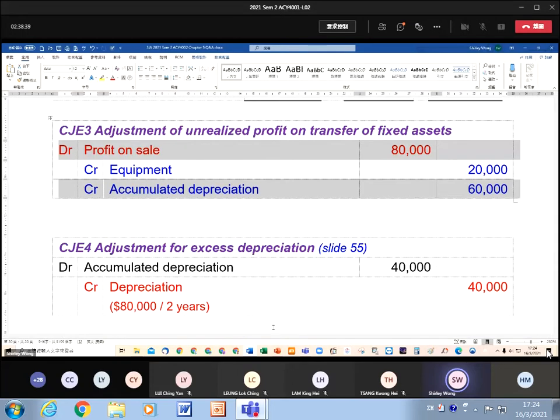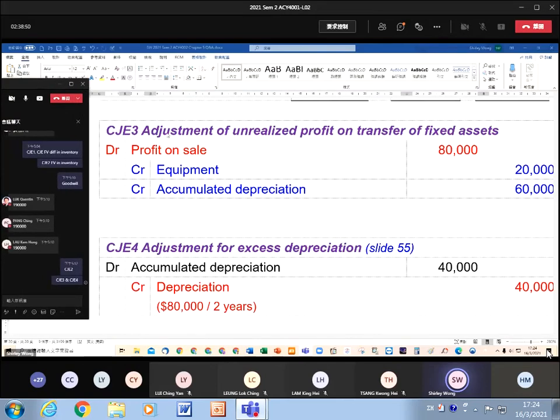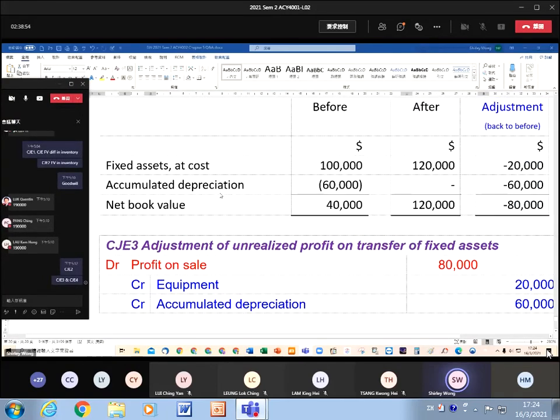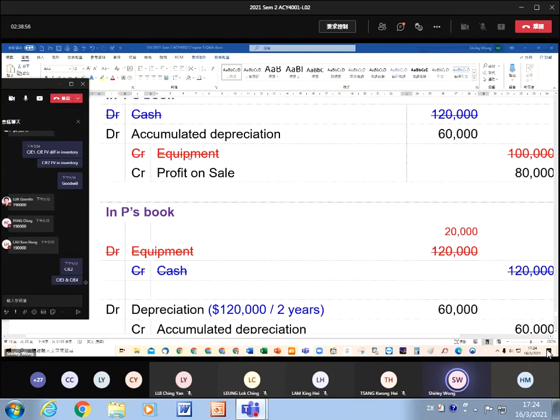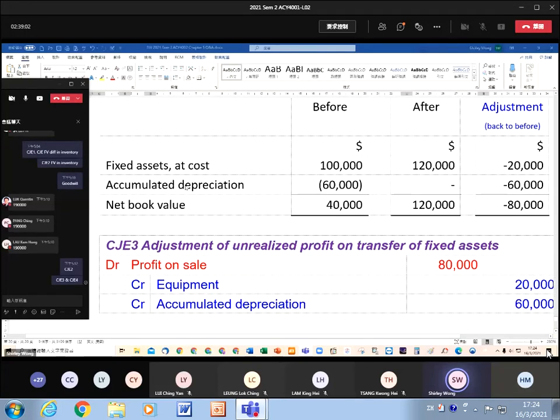Okay, any questions on this CJE3 and CJE4 here? Once you've done that, let me give you another angle to think about how to prepare this entry. Apart from writing up all the entries and then doing the elimination, there is another way that helps you to understand. If you find that it is useful, you can follow. So you can write before.